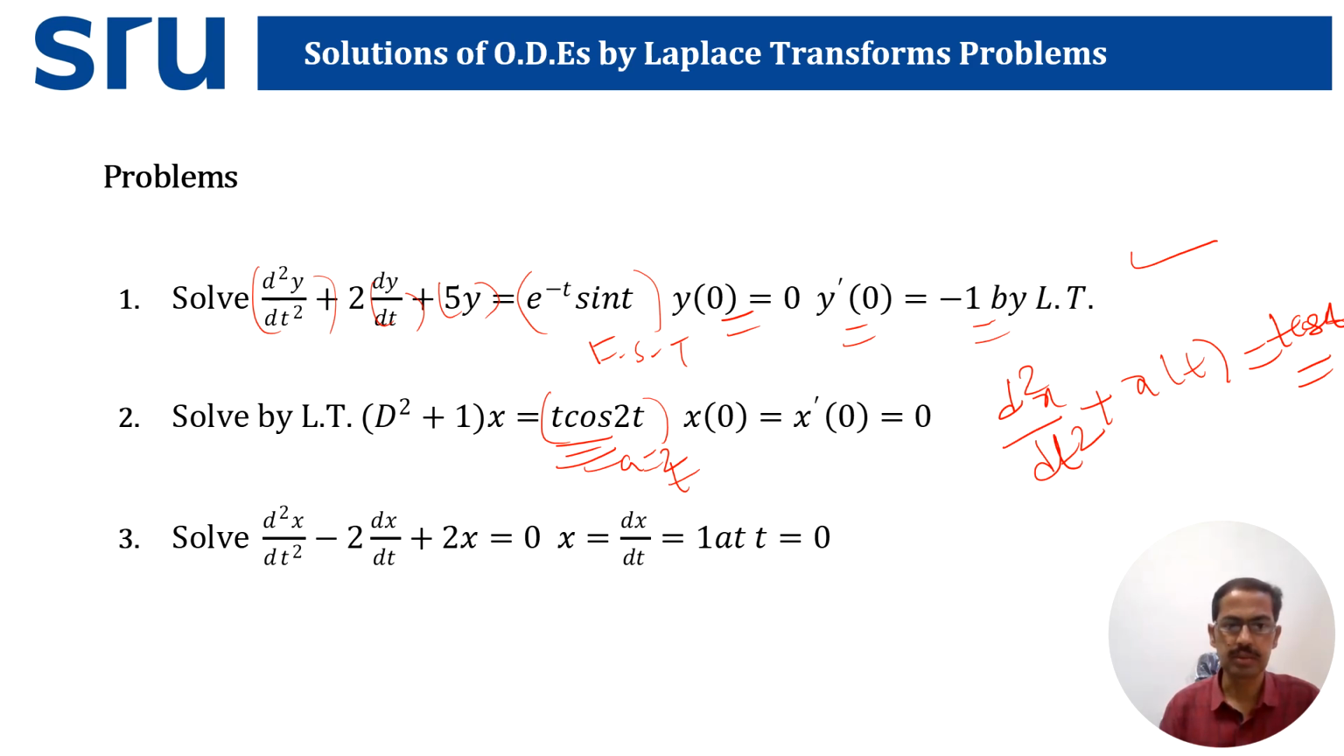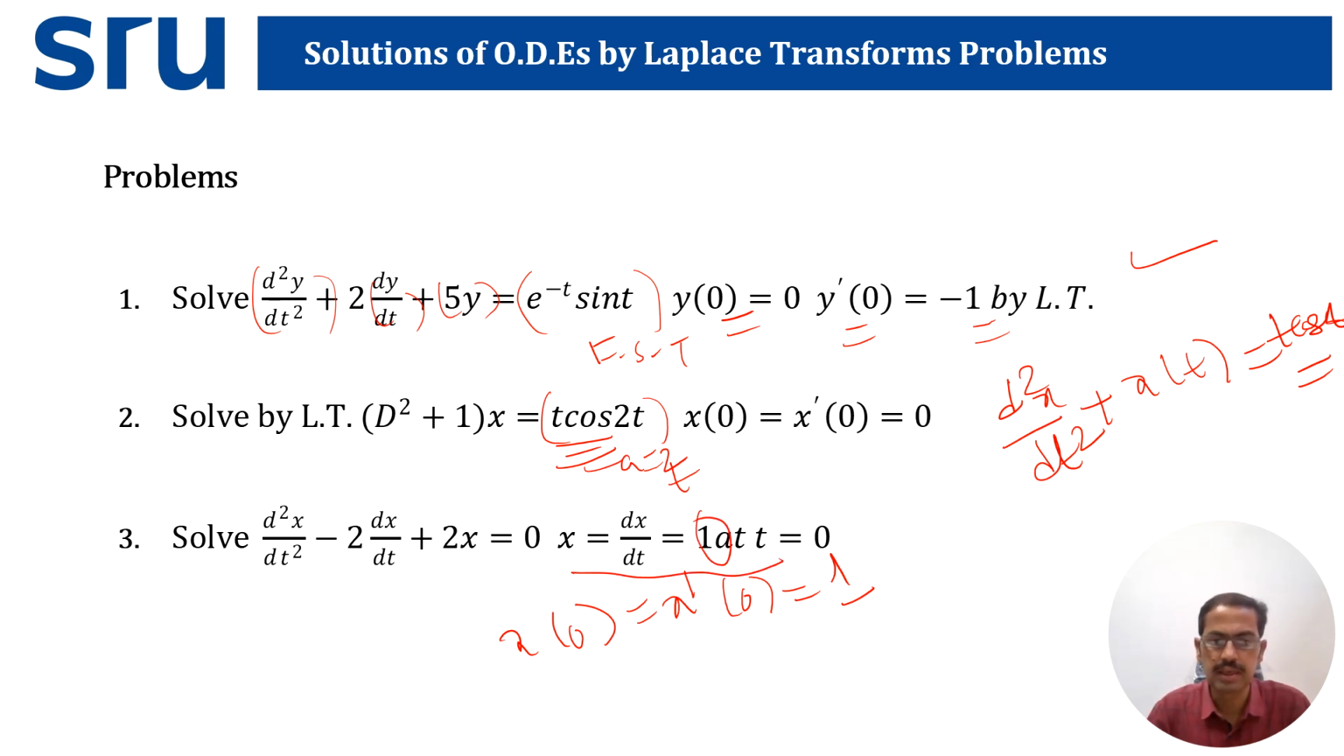And next is d square x by dt square minus 2 dx by dt plus 2x of t equal to 0. Here dx by dt is equal to 1 at t equal to 0, which means simply x dash of 0 is equal to 1, and x of 0 is equal to 1. Combined conditions are given, x of 0 and x dash of 0 as initial conditions. Then solve the differential equation.